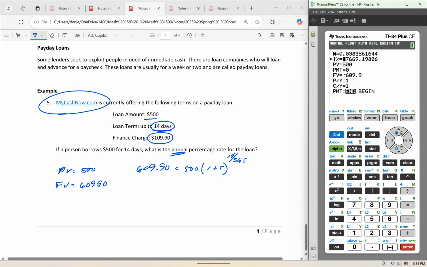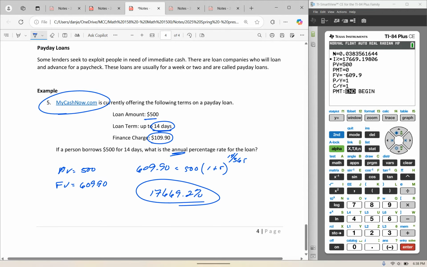That's not a typo. The interest rate is 17,669.2% interest. Okay? If you were to borrow from these people $100 for the entire year, you would owe $17,669. Okay, so this is really, really, really crazy stuff. But that's how the TVM solver works. That's how investments work. I hope that this has been helpful.